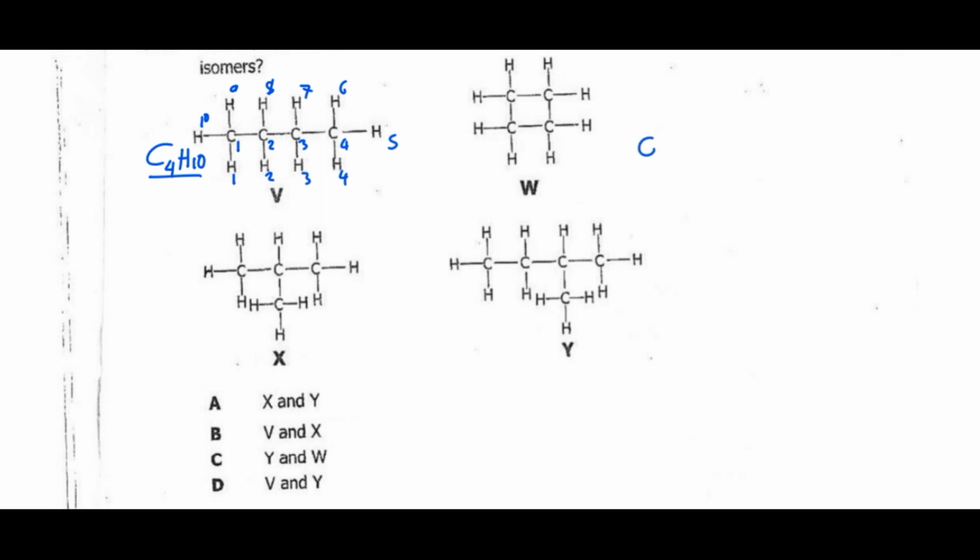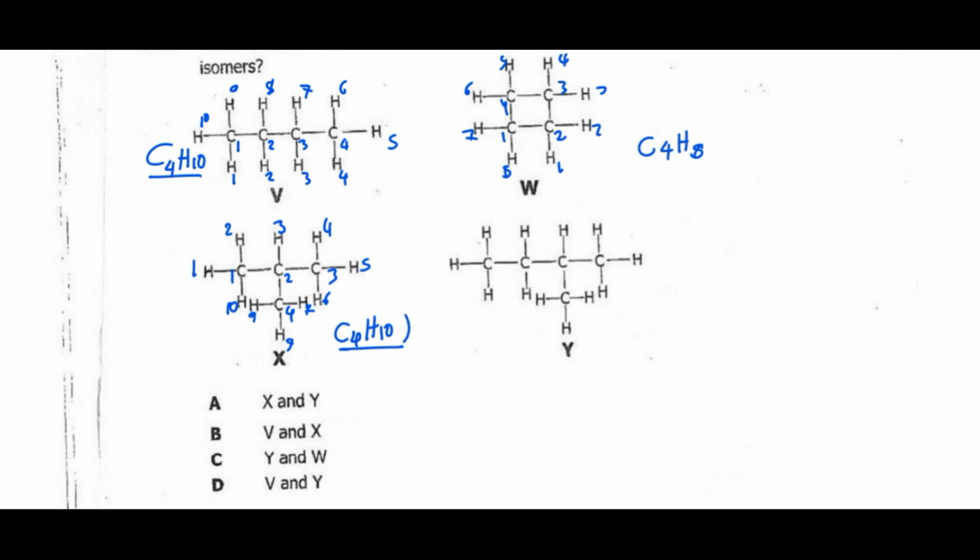Let's check for W. We have 1, 2, 3, 4, so 4 atoms of carbon. Then 1, 2, 3, 4, 5, 6, 7, 8, so 8. Okay, let's check for X. We have 1, 2, 3, 4, 4 atoms of carbon. Hydrogen: 1, 2, 3, 4, 5, 6, 7, 8, 9, 10. So here we have 10.